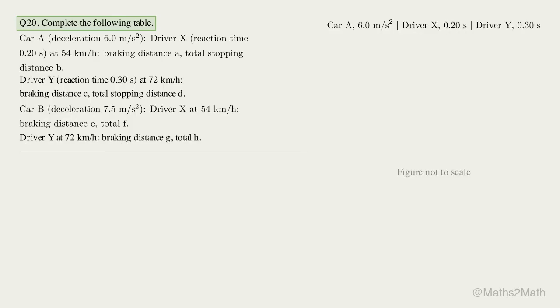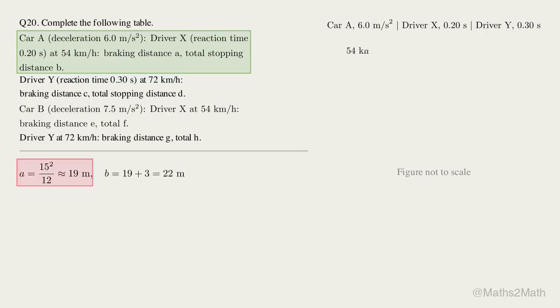Question 20. Complete the braking table. Two cars, deceleration 6 and 7.5 meters per second squared, and two drivers, reaction times 0.2 and 0.3 seconds, at 54 and 72 kilometers per hour. What does this mean? Every cell is the same two formulas. Braking distance u squared over 2a, and total adds the reaction distance u times t.